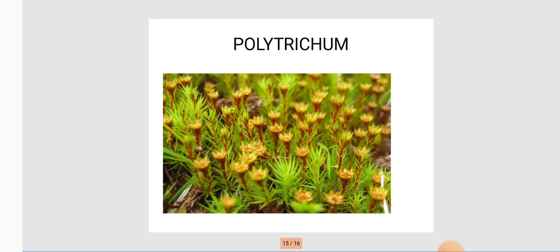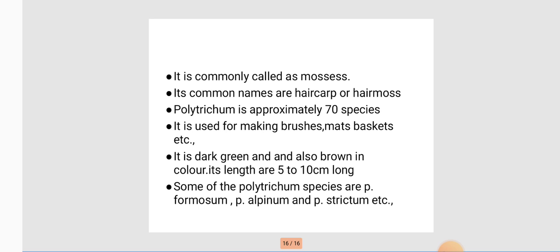Next one is Polytrichum. Polytrichum is also called moss. Its common names are hair cap moss and hair moss. There are approximately 70 species in India. It is used for making brushes, mats, baskets, etc. It is dark green and also brown in color. Its length is 5 to 10 cm. Some of the Polytrichum species are Polytrichum formosum, Polytrichum alpinum, and Polytrichum strictum.